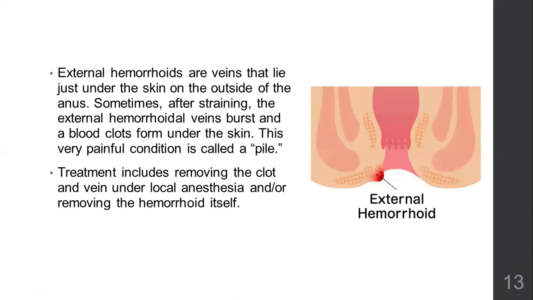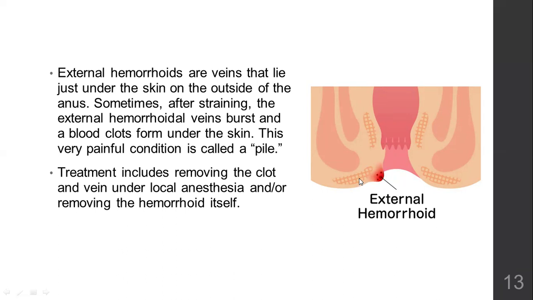Then you have external hemorrhoids. Again, these are veins that lie just under the skin outside the anus, but not in the anal canal. You can see here, this is the anal canal. This dark pink area is the anal canal. But external hemorrhoids are not here. They are just under the skin of the anus, not in the anal canal.